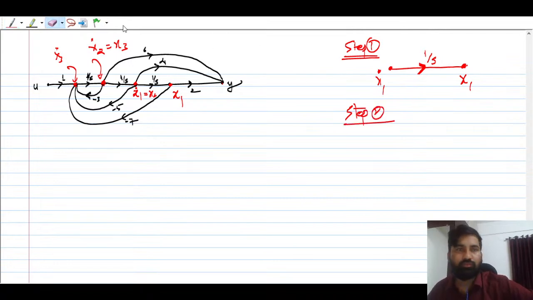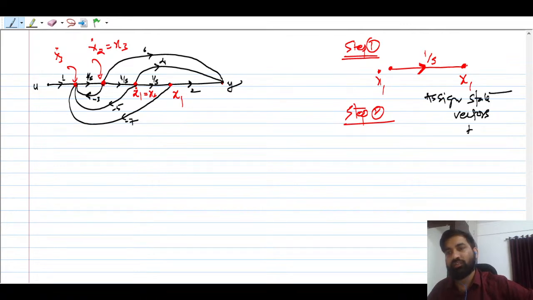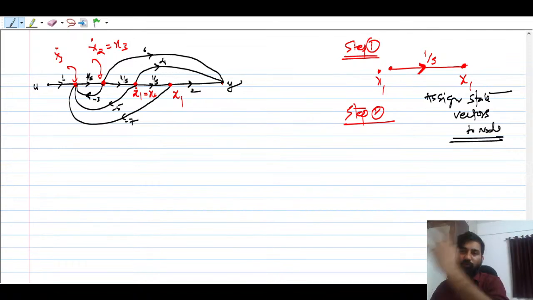First step, assign state vectors to the node. Order, I hope you understood. X1 should be very close to output, then X1, then X2, then X3. X3 should be close to, you can say, input, right? And suppose X4 is there, so X4 should be close to U, right? This is a very perfect observation that you have to make. Understand? And you have to assign this state vector where this integrator is present.